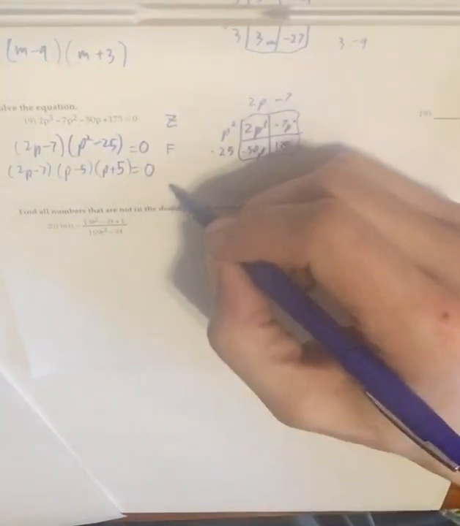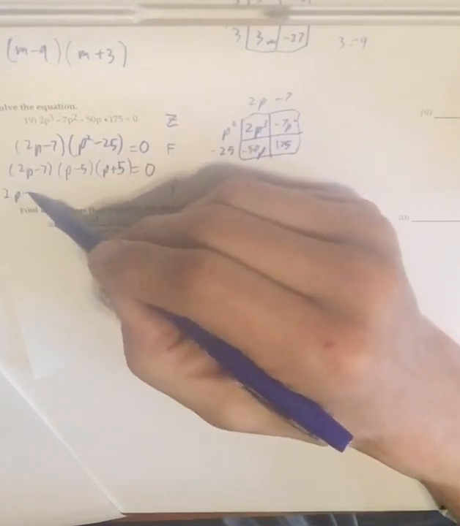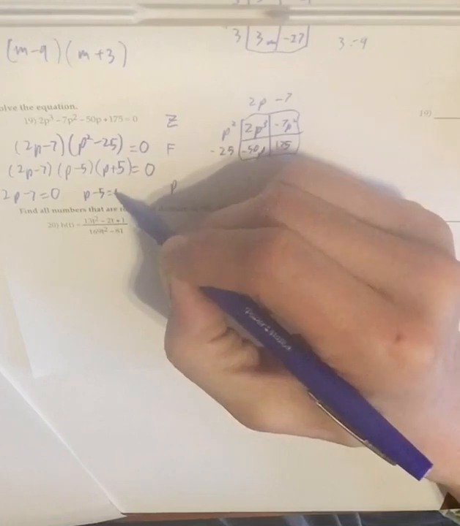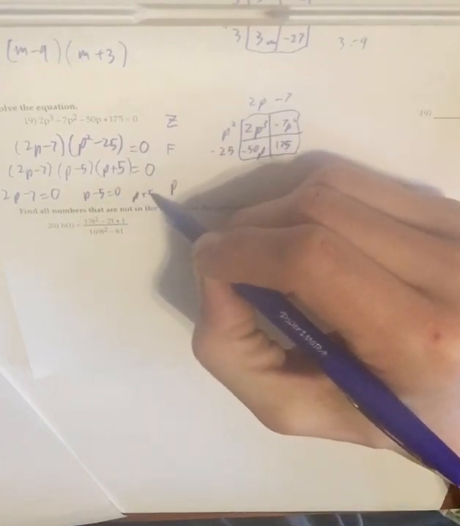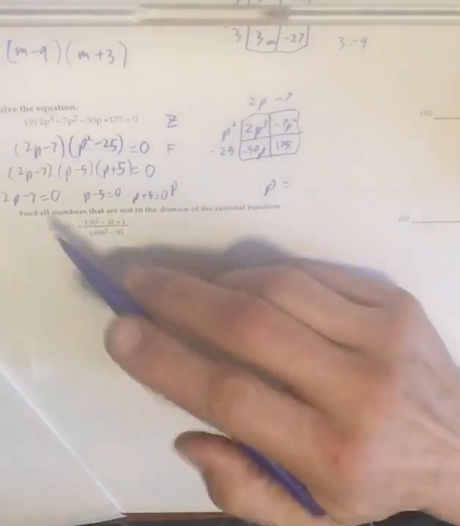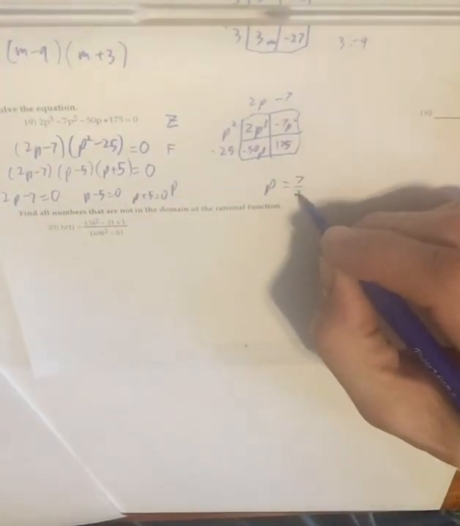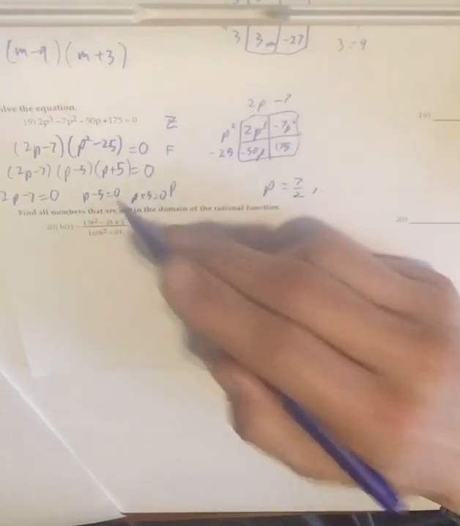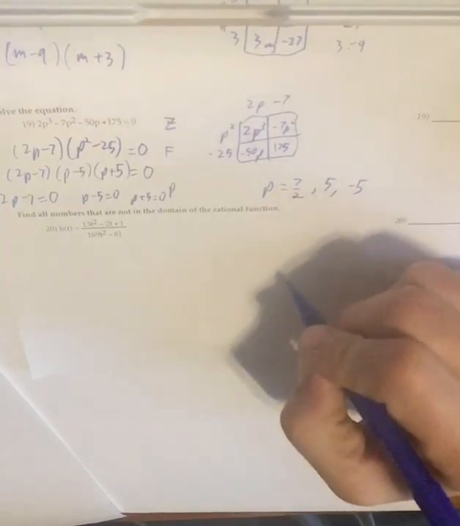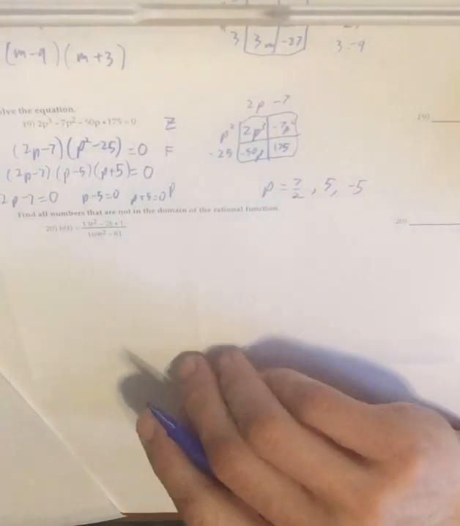Now my property says one of these factors has to equal 0. So either 2p minus 7 equals 0, or p minus 5 equals 0, or p plus 5 equals 0. So I get solutions from each one of those. Solving for p there, you get 7 over 2, positive 5, or negative 5. Those are the solutions to that equation. Should all work in that equation.